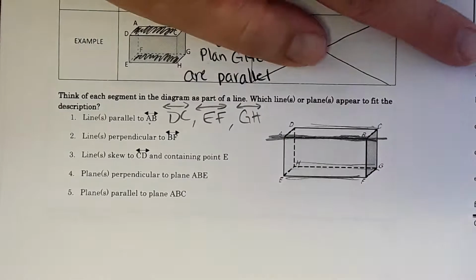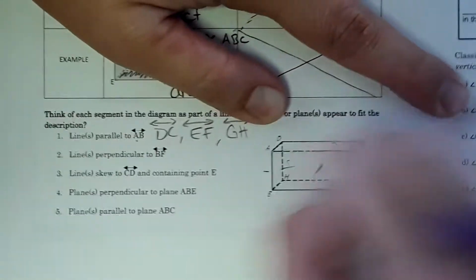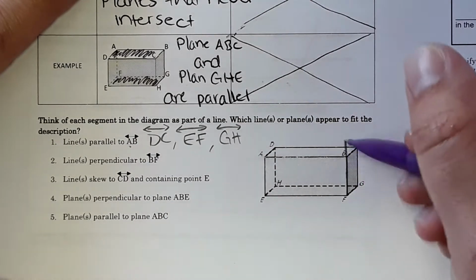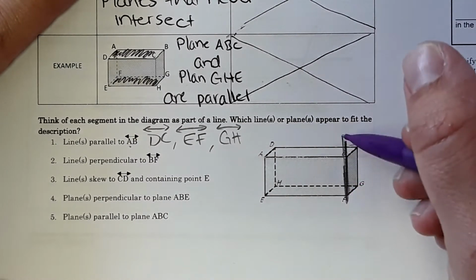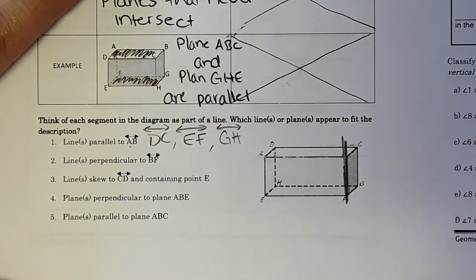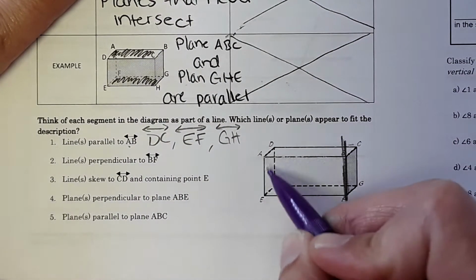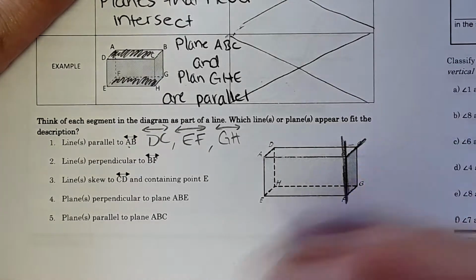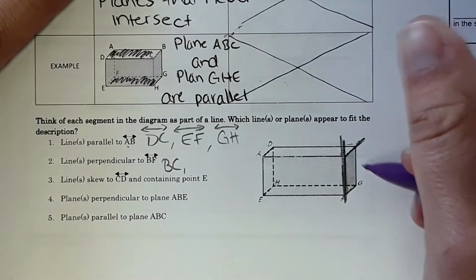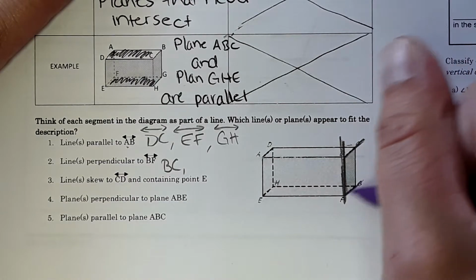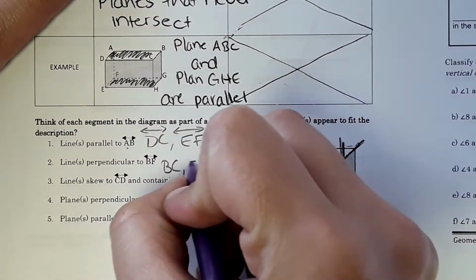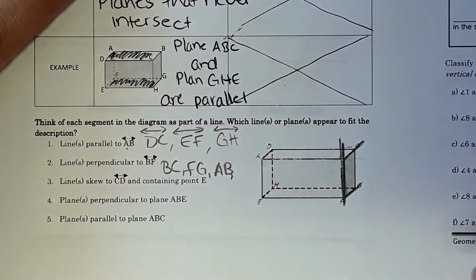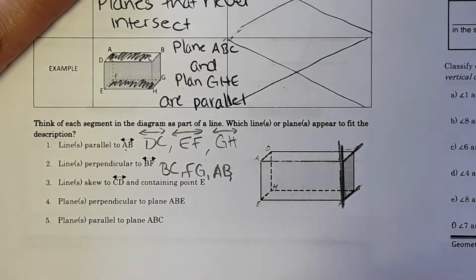Okay, next one. Lines perpendicular to line BF, so this line right here. Perpendicular would mean it intersects and creates a 90-degree angle. Since this is a rectangular prism, we have lots of 90-degree angles here. But BC right here, also FG would be perpendicular. AB, and anything else? Oh yeah, EF.